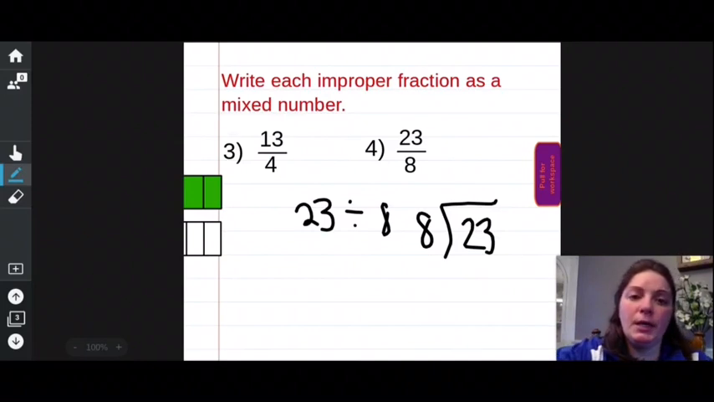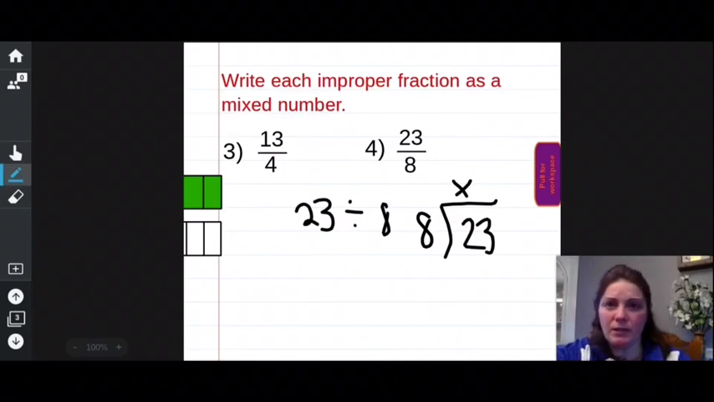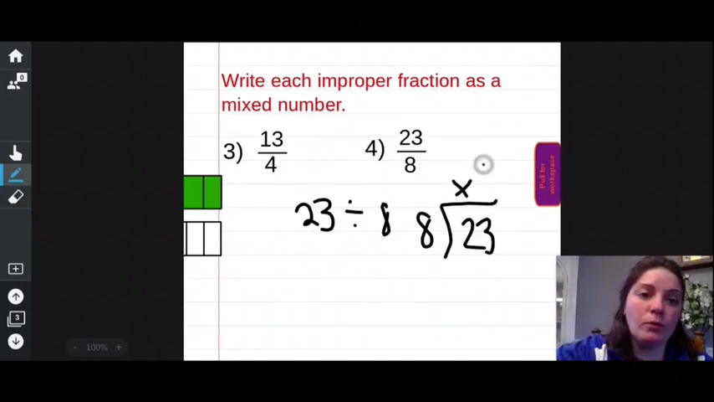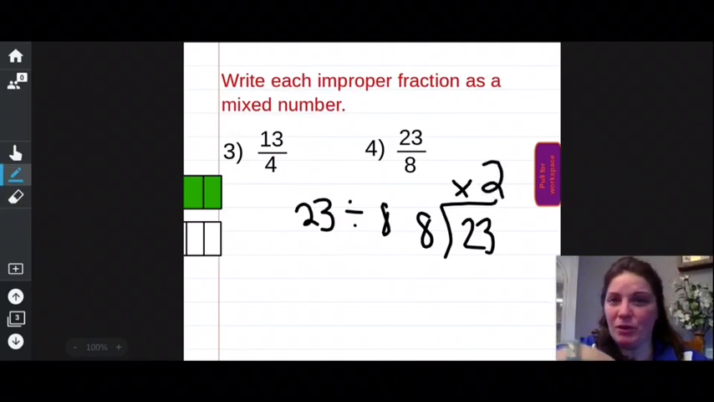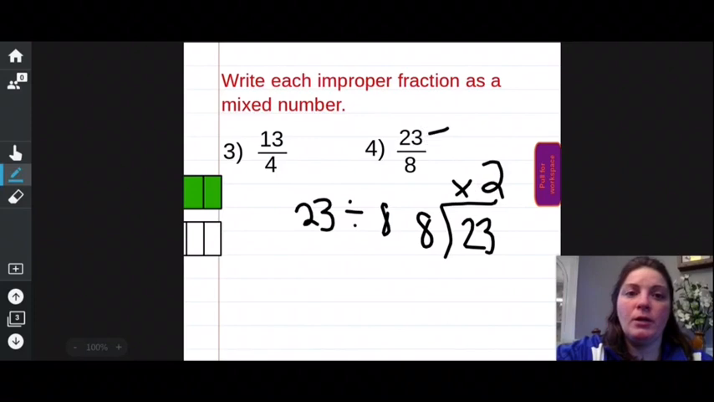Well, you can't take 8 out of 2, so you have to look at 23. 8 can come out of 23. Let's think of our 8 times tables. 8, 16, 24. That won't work. 24 is too high. So we can pull 2 whole groups of 8. And now you can see where it's starting to sound like a fraction and a mixed number, because we can pull out 2 whole groups.